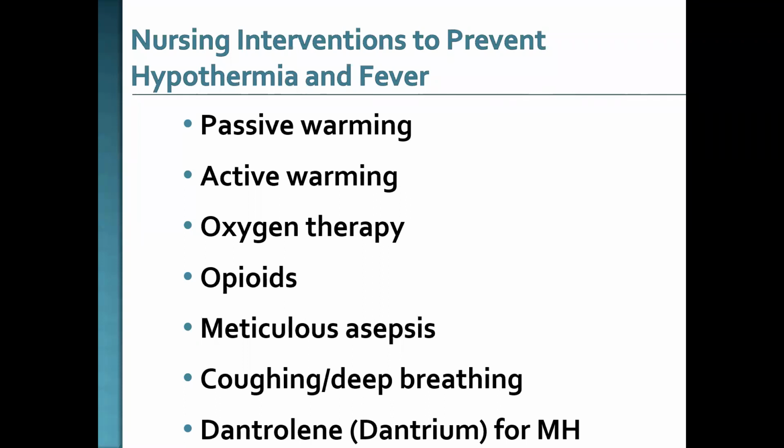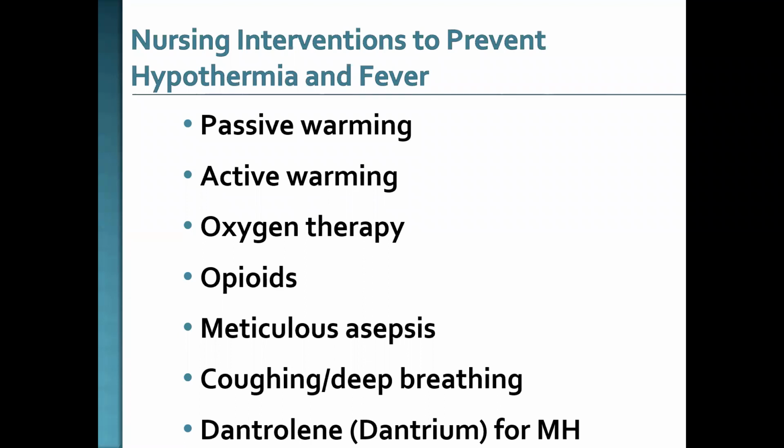Active warming can be achieved by the application of external warming devices, which includes forced air warmers, radiant warmers, and heated humidified oxygen and warmed IV fluids. Oxygen therapy is used to treat the increased oxygen demands caused by shivering. Opioids can be used to treat malignant hypothermia. Dantrium or dantrolene you will see as a common drug to treat malignant hypothermia.